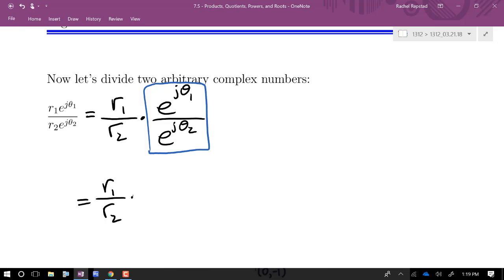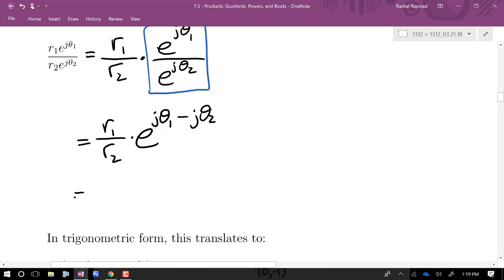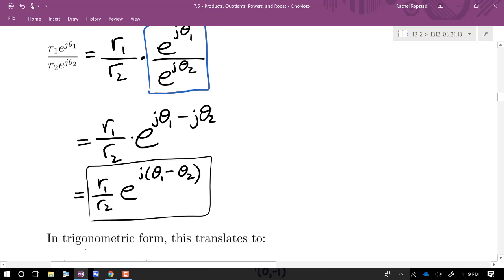Yeah, so we still have the same base, which means we can subtract the exponents. So we have e to the j theta 1 minus j theta 2. And just like we did on the previous page with multiplication, both those terms in the exponent have a j, so we could factor it out. So there's our quotient, written in polar form.